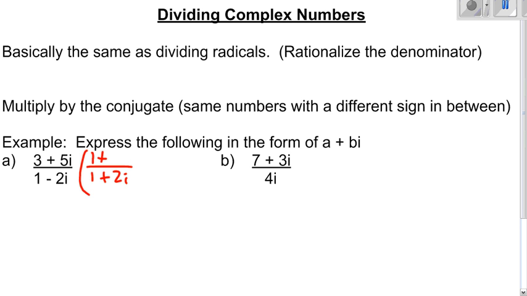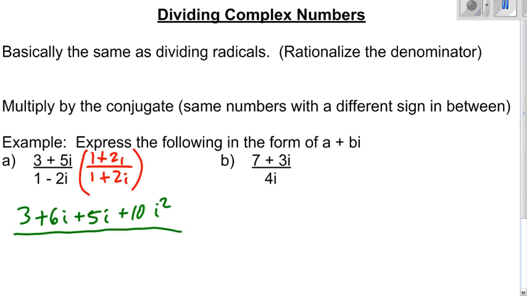And you have to do it to both top and bottom, which means it's really two FOILing problems. So 3 times 1 is 3. 3 times 2i is 6i. 5i times 1 is 5i. 5i times 2i is 10i squared. Over 1 times 1 is 1.